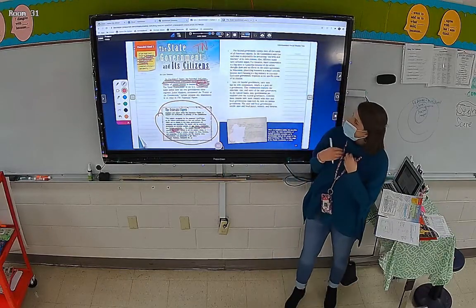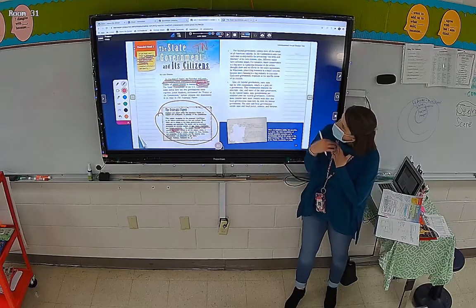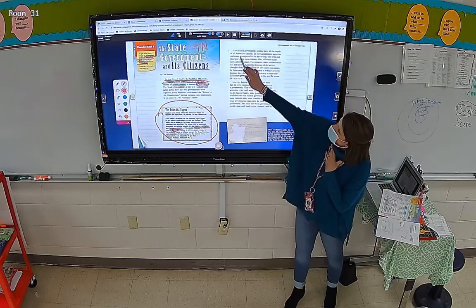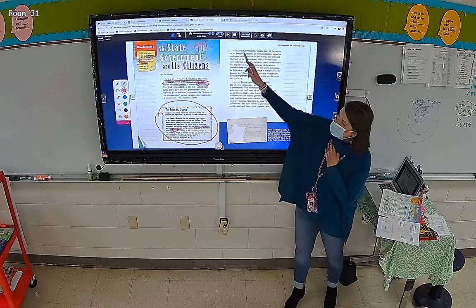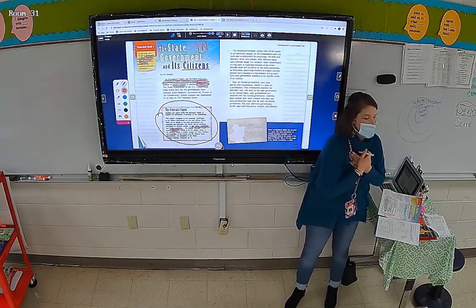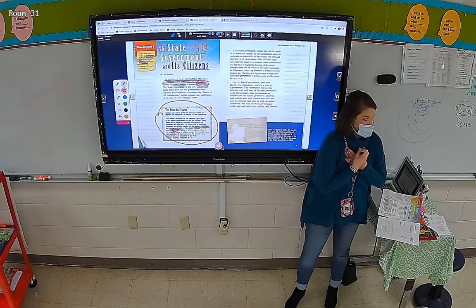If I was looking for what they do specifically, it says the federal government cannot meet all the needs of the American citizens. Well, that's not the federal government. I'm looking for something about which government? The state.